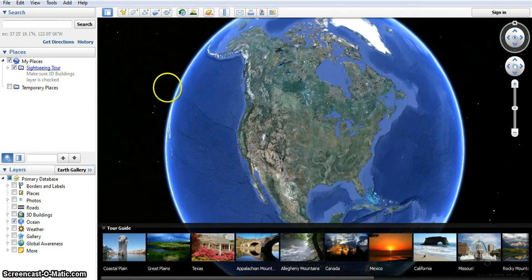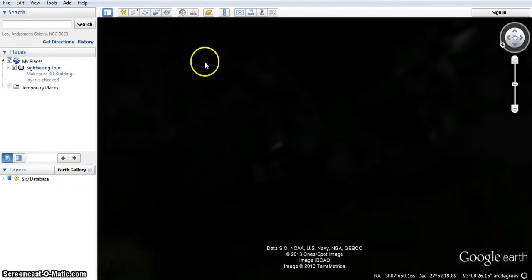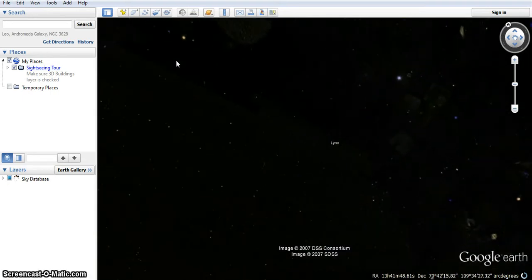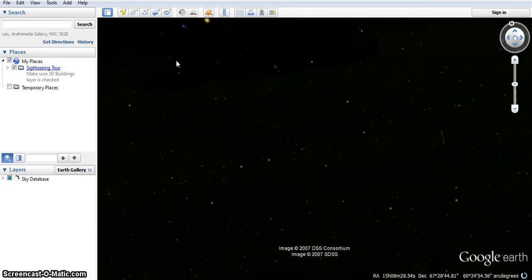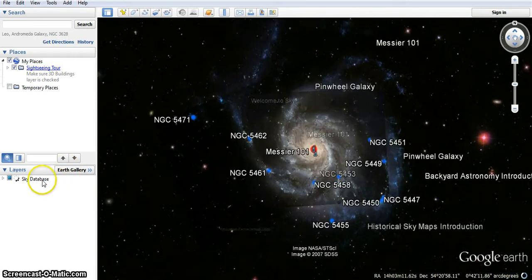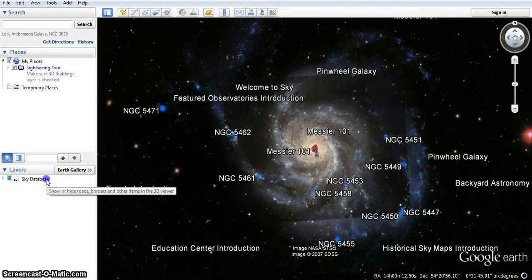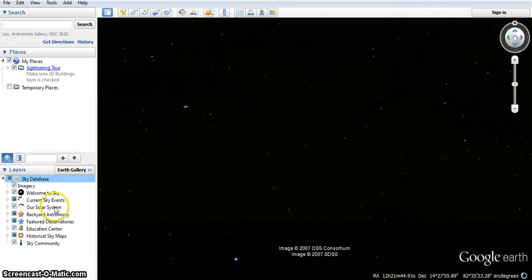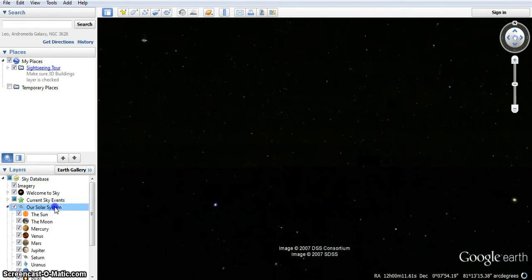So today I'm going to be talking to you guys about the solar system using Google Earth. We're going to come up to this little planet icon up here and click on the sky, and it's going to take us up into outer space so we can see the different things that are in the solar system. Then we're going to come down here to the sky database and click on it, and then click on this little tab that says our solar system.